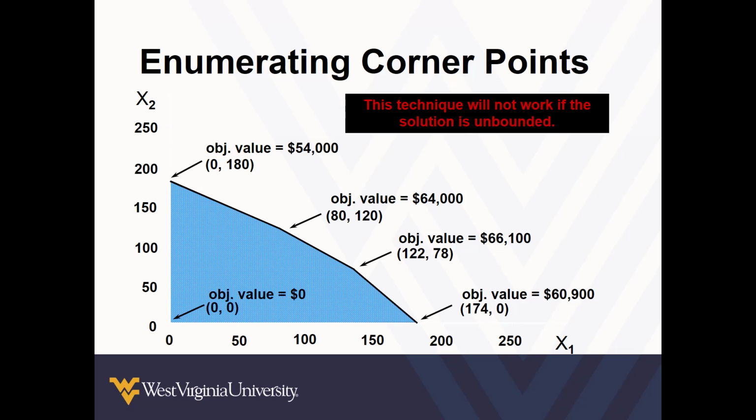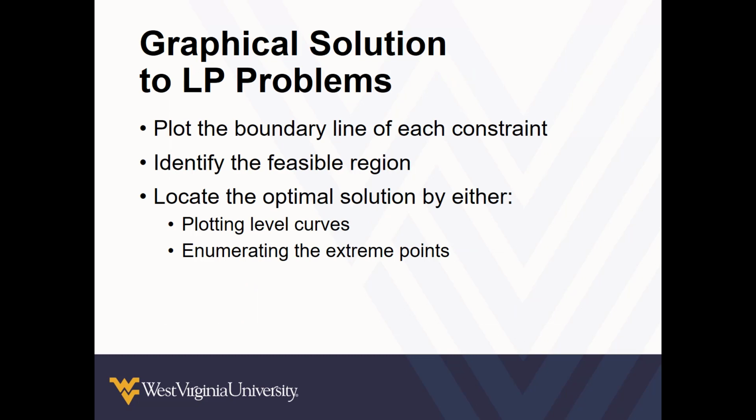This technique doesn't work if the solution is unbounded. Unbounded solutions are those scenarios that don't have solutions. So when we're working on graphical solutions to linear programming problems, we want to plot the boundary line of each constraint, identify the feasible region, and locate the optimal solution by either plotting level curves or enumerating the extreme or corner points.